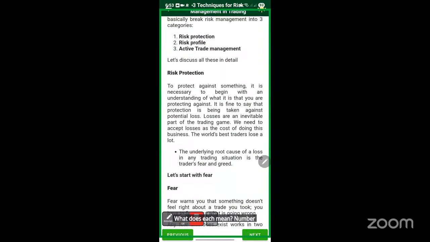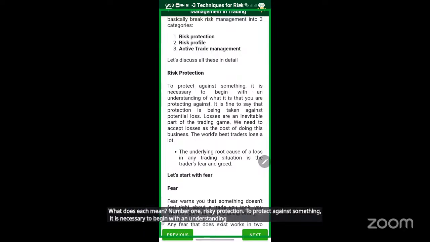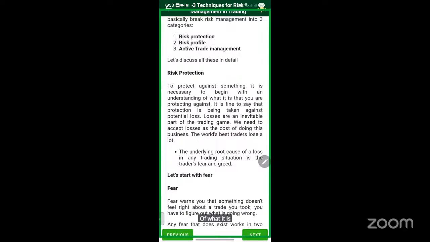Number one, risk protection. To protect against something, it is necessary to begin with an understanding of what it is that you are protecting against. It is fine to say that protection is being taken against potential loss. Losses are an inevitable part of the trading game. We need to accept losses as the cost of doing this business. The world's best traders lose a lot.